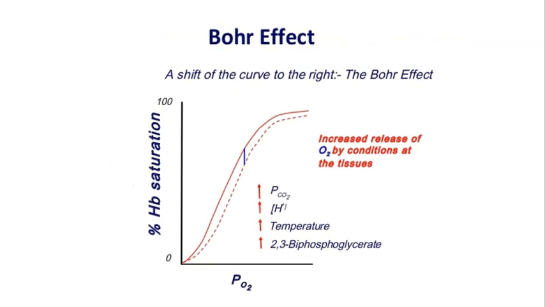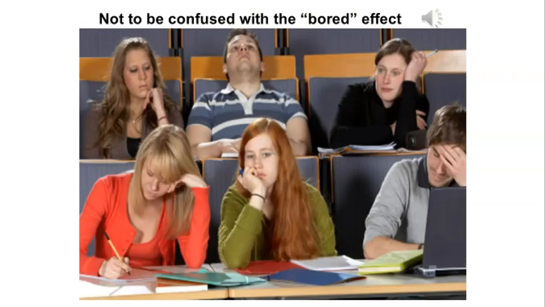The Bohr effect is the term that describes the phenomenon of the oxygen hemoglobin saturation curve shifting to the right when CO2 concentrations increase, when tissues become more acidic, or when the concentration of BPG increases. This shift of the curve to the right means that oxygen will again be more easily released from hemoglobin at the tissues where it's needed the most. So the Bohr effect is not to be confused with the Bohr effect.